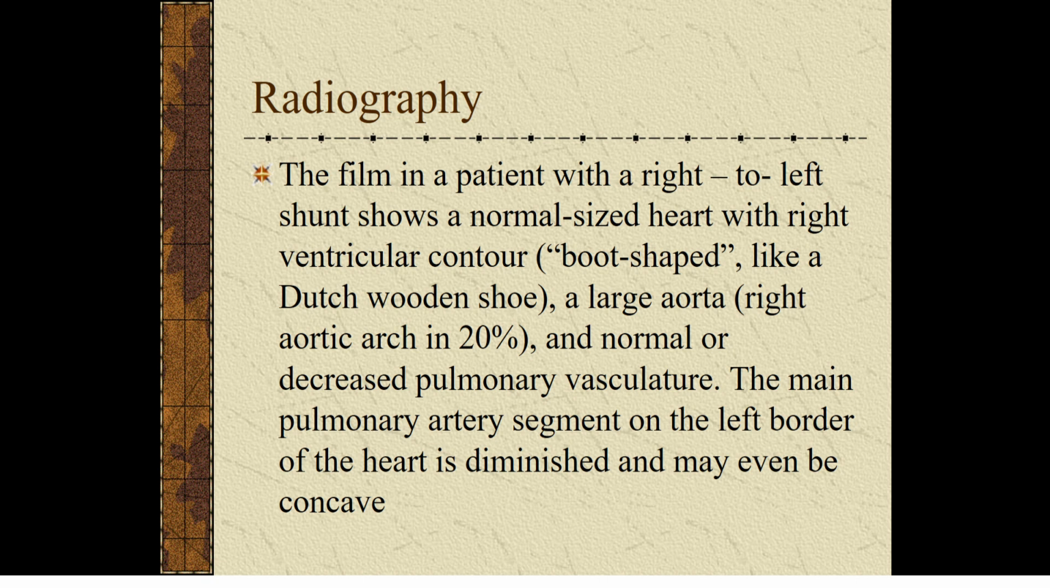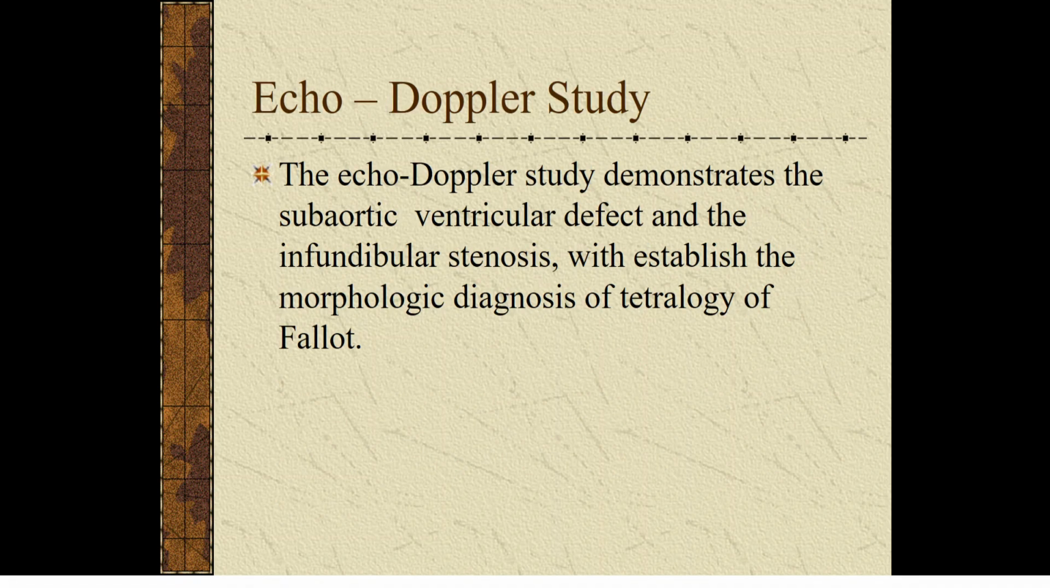A large aorta, a right aortic arch in 20%, and normal or decreased pulmonary vasculature. The main pulmonary artery segment of the left border of the heart is diminished and may even be concave. The echo Doppler study demonstrates the subaortic ventricular septal defect and the infundibular stenosis. This establishes the morphologic diagnosis of tetralogy of Fallot.